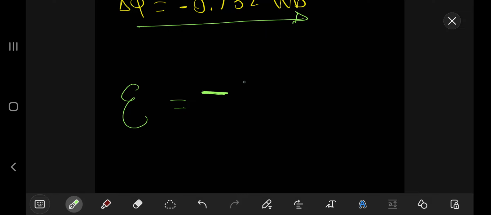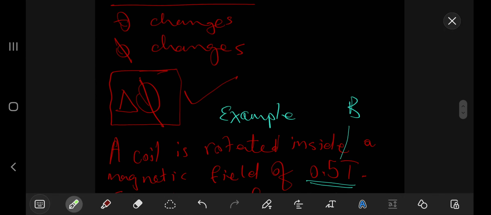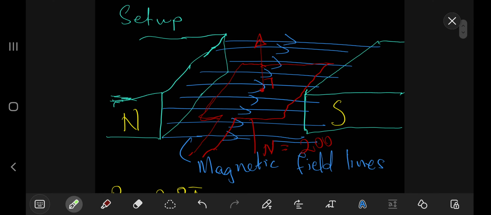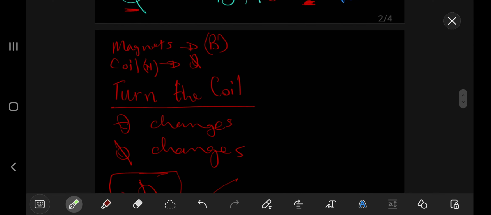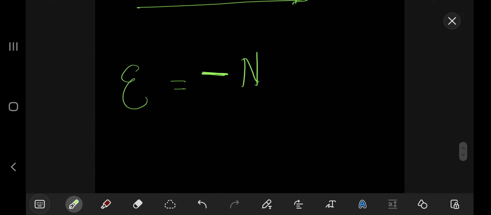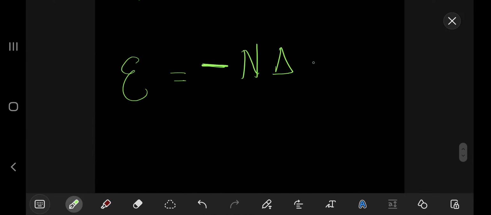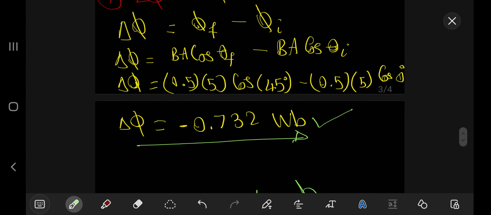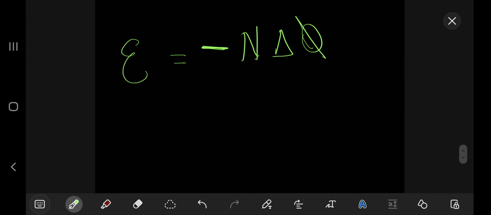Okay, and then N is the number of turns, right? And in our example we said we put a coil with 200 turns, right? So that is your N. Okay, and then the change in magnetic flux linkage, the thing we calculated here, right? Divided by delta T.